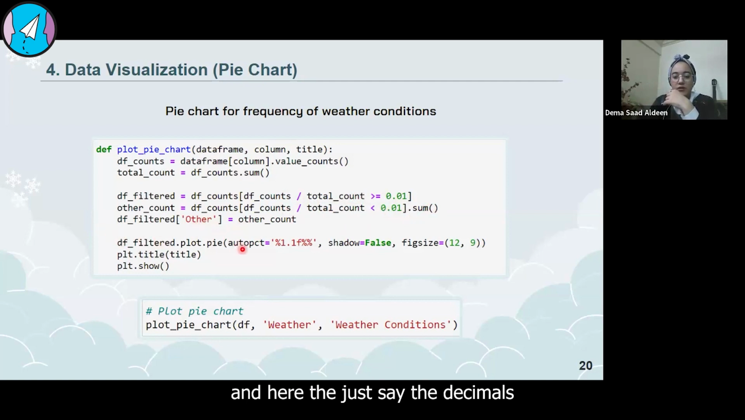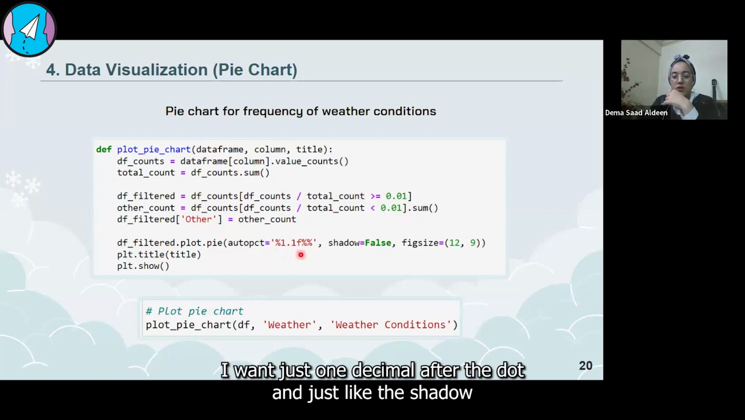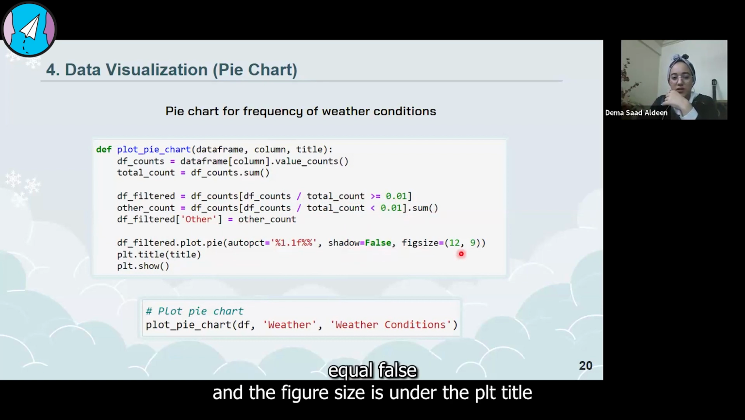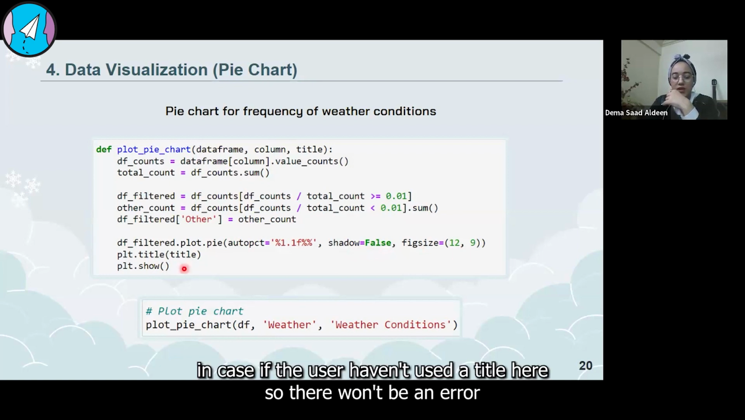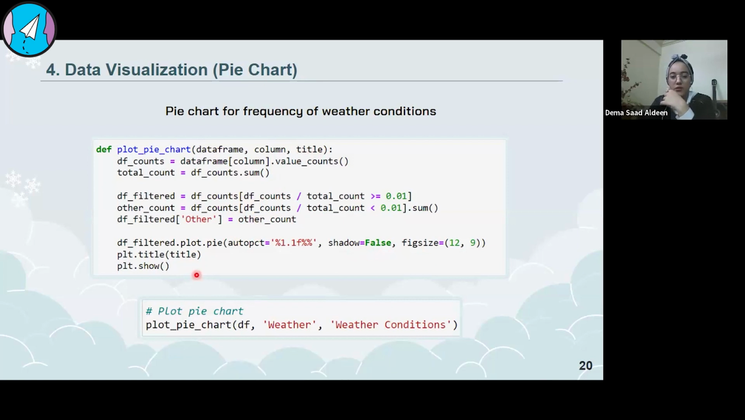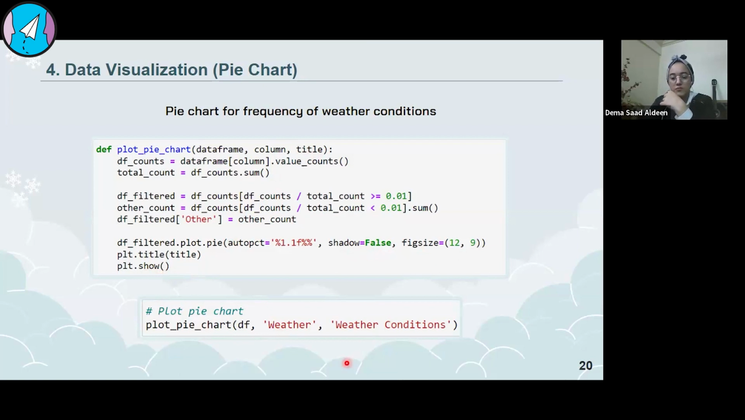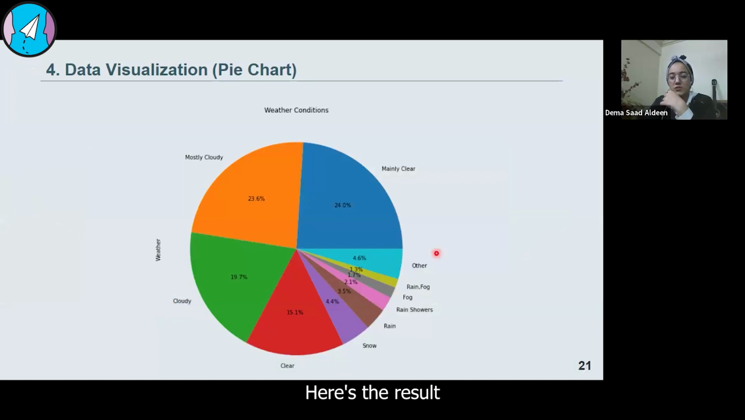And here, for the decimals, I want just one decimal after the dot, and just like decoration, shadow equal false, and the figure size. And there is the plot title, in case the user hasn't used a title here, so there won't be an error. And there's show the plot. Here's the user input. They have taken the weather column and called the pie chart weather conditions. As you can see, here's the result.